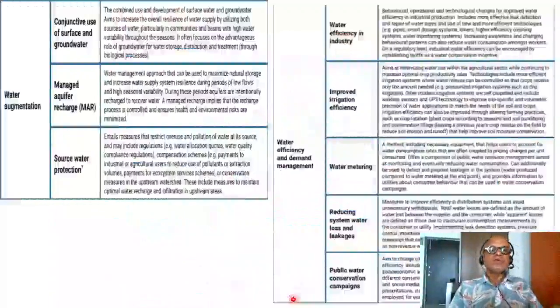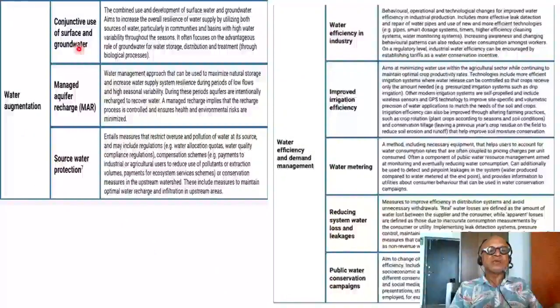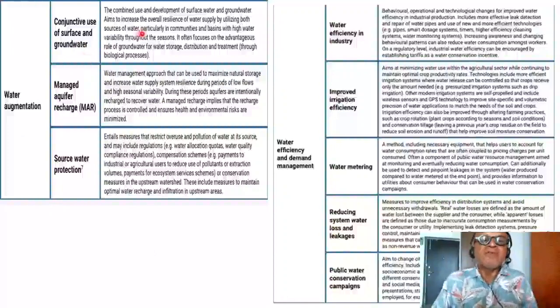Okay, so to conclude this table, water augmentation has more ideas: conjunctive use of surface and groundwater. The combined use and development of surface water and groundwater aims to increase the overall resilience of water supply by utilizing both sources of water, and particularly in communities and basins with higher water variability throughout the seasons.